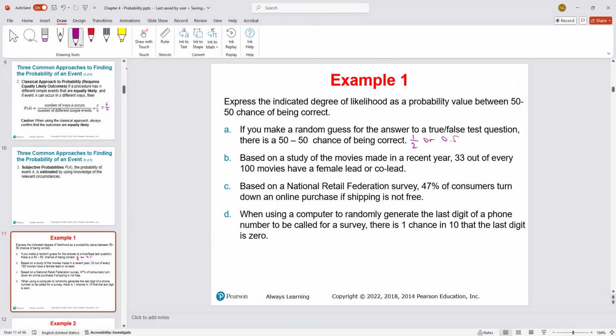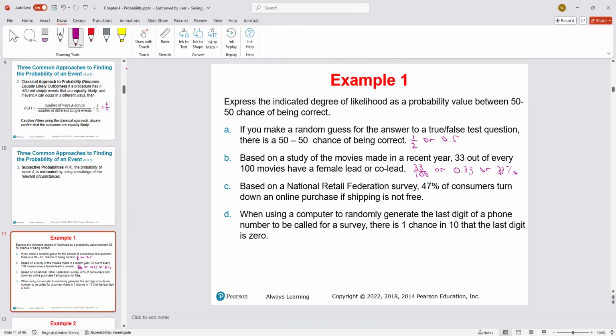Based on a study of the movies made in a recent year, 33 out of every 100 movies have a female lead or co-lead. They said 33 out of 100, so they already tell you everything. All you need to do is either simplify it like this, or express it in decimal, or express it in percentages if it asks you to do it in percentage.